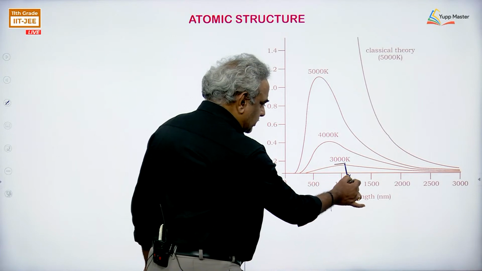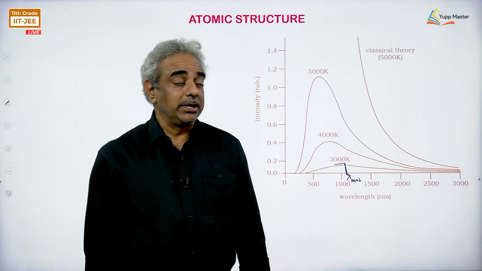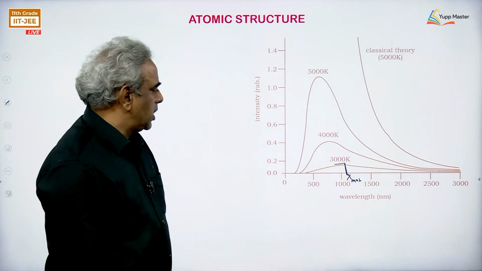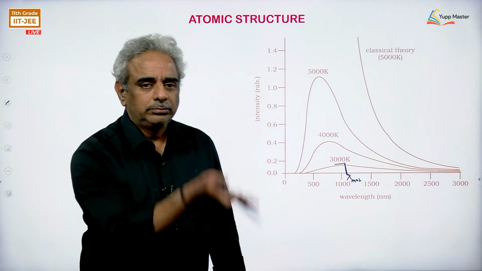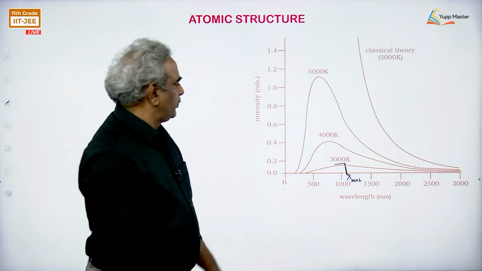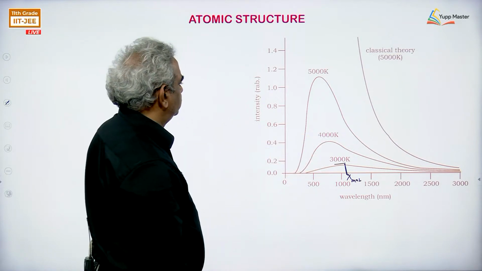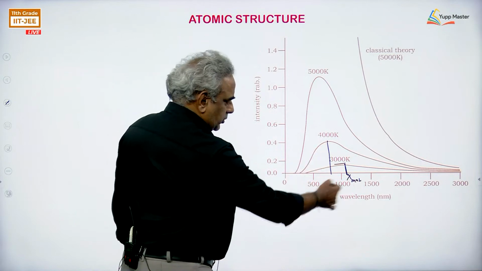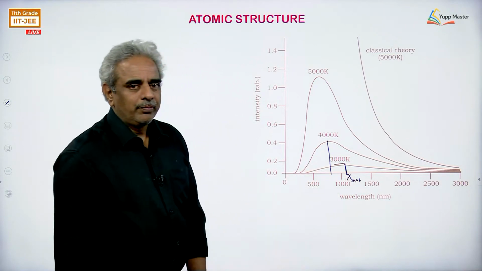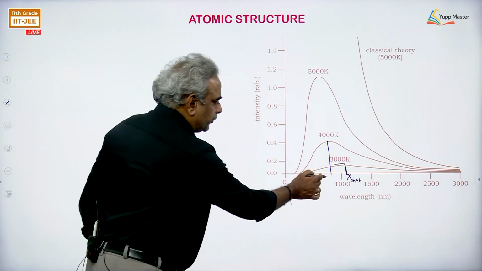This is lambda max. 3000 Kelvin, lambda max. When the body is heated to 4000 Kelvin, what did you observe? Again the intensity is raised. You know? So, lambda max decreased towards shorter wavelengths. At 4000, almost what are you getting?